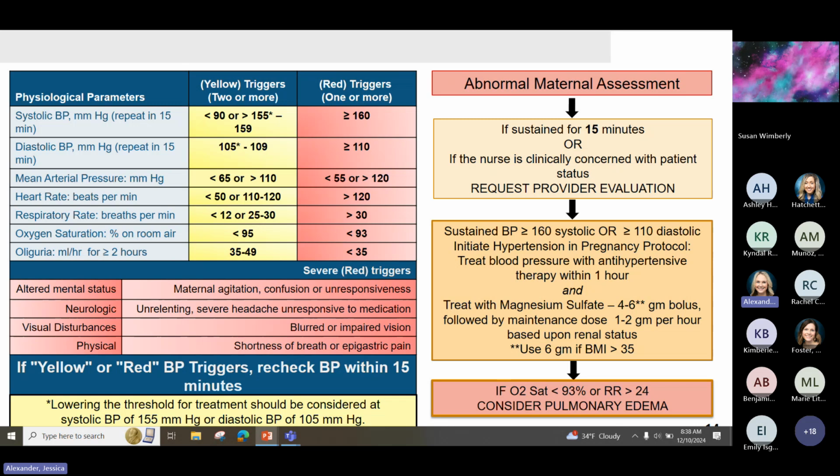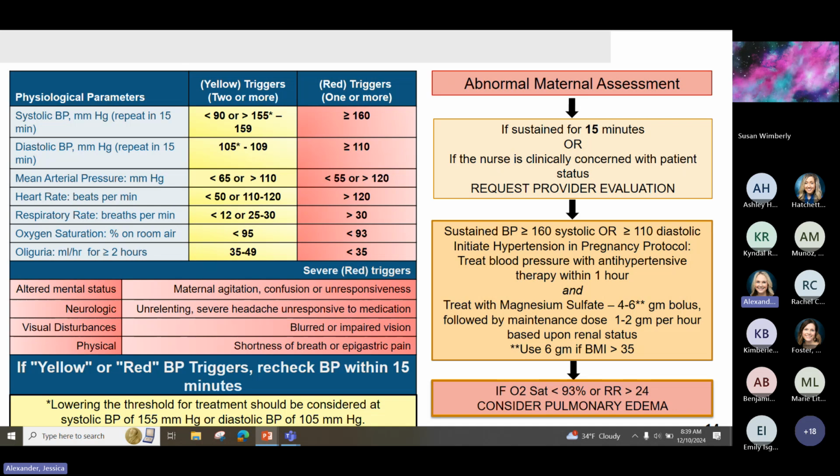altered maternal mental status, which is maternal agitation, confusion, neurological, which could be a severe headache that's unresponsive to medication, visual disturbances, which again, blurred, impaired vision, physical, maybe shortness of breath or epigastric pain. Abnormal maternal assessment, particularly focused on blood pressures, sustained for 15 minutes, or if the nurse is clinically concerned with the patient, request provider evaluation, look at those particular blood pressures, greater than 160 systolic, diastolic greater than 110.